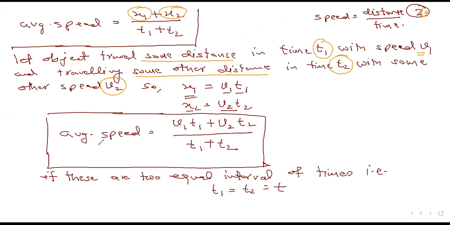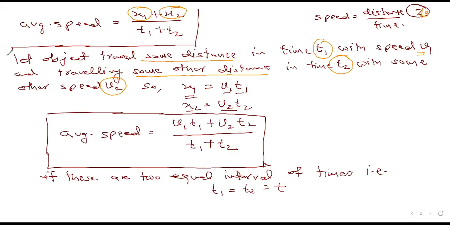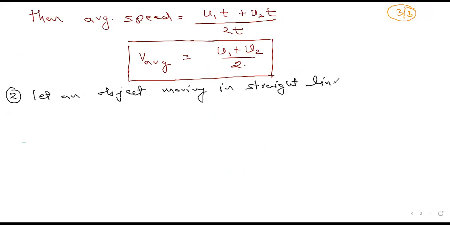Then this is the condition. यहाँ आपने मान लिया कि the particle is not... suppose this is case number 1. Suppose I go for case 2. Now suppose let an object moving in a straight line for some distance x1.